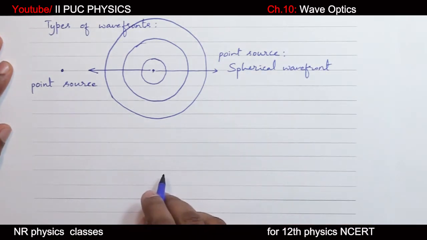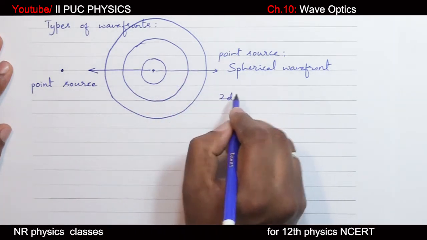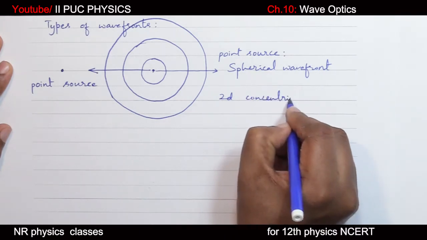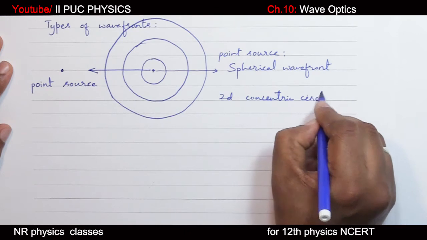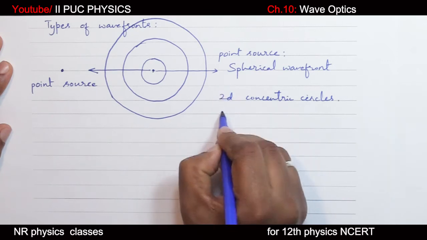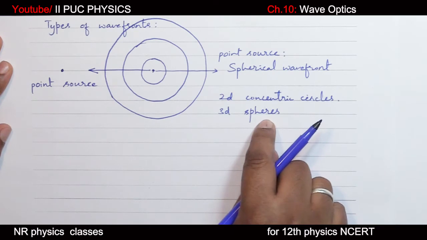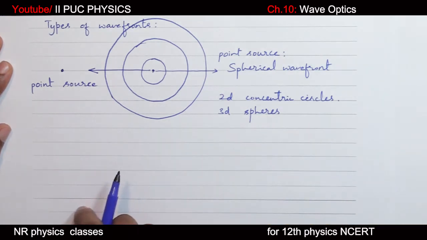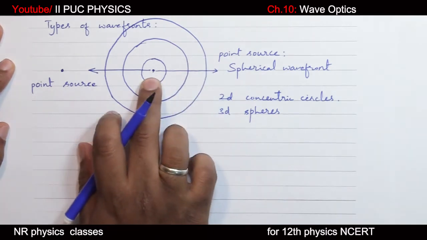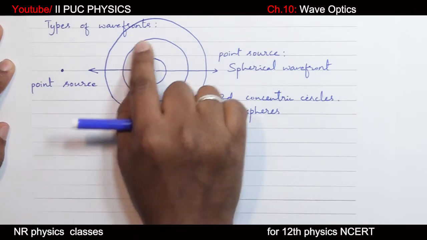Spherical wavefronts. On the surface of water, it is 2D, two-dimensional. It looks like concentric circles. In 3D, they are spheres, concentric spheres. So the question could be like this: what is the nature of wavefronts due to a point source? The answer is, due to a point source, the wavefronts are spherical.